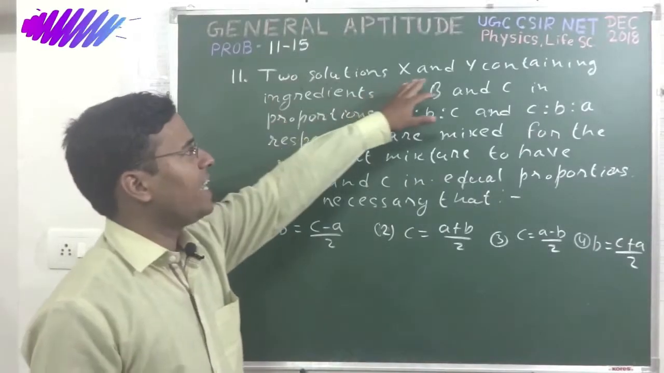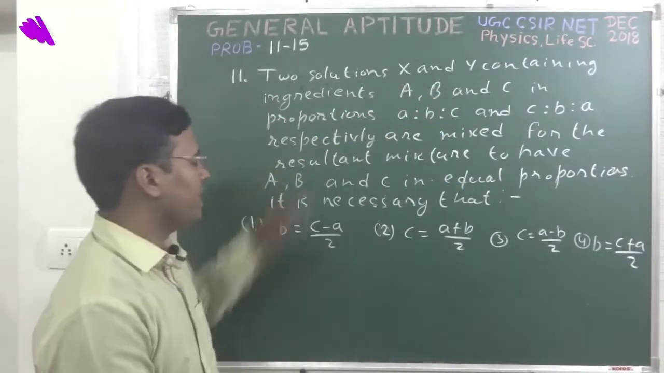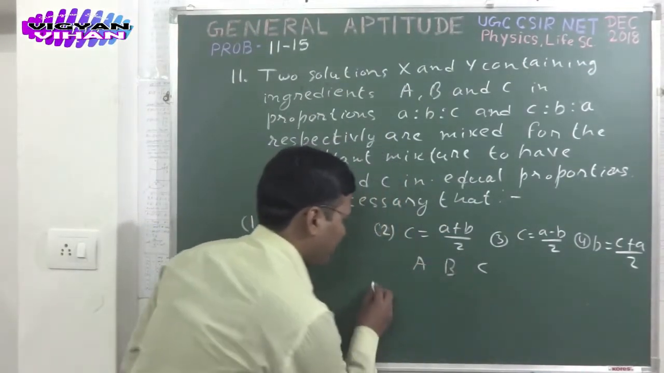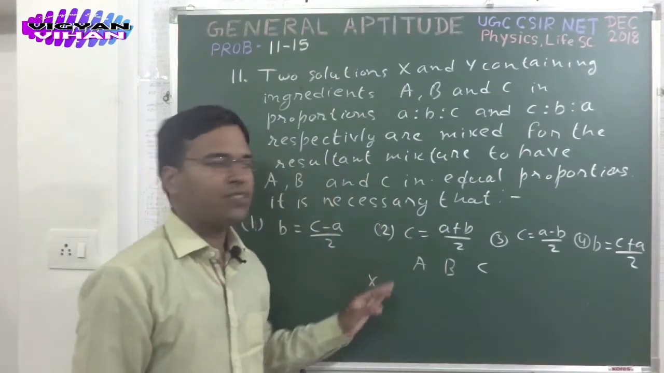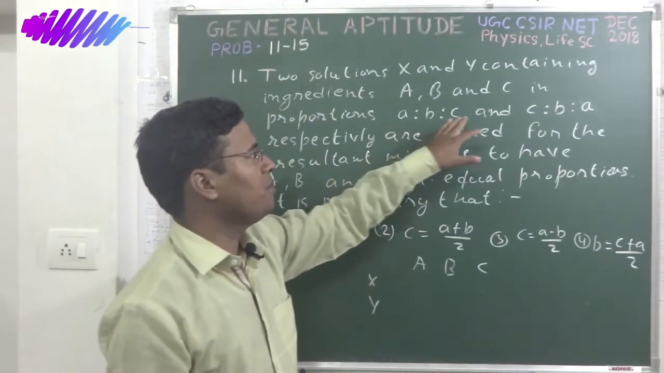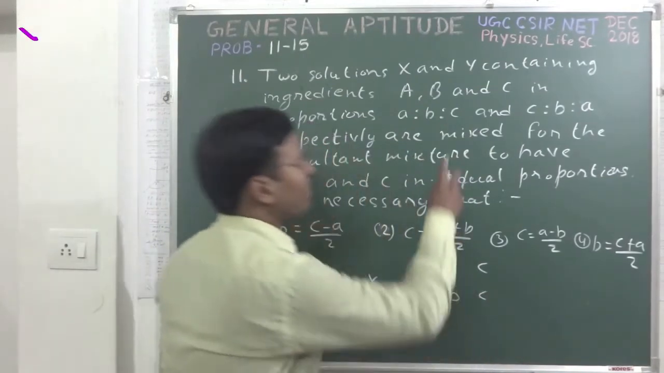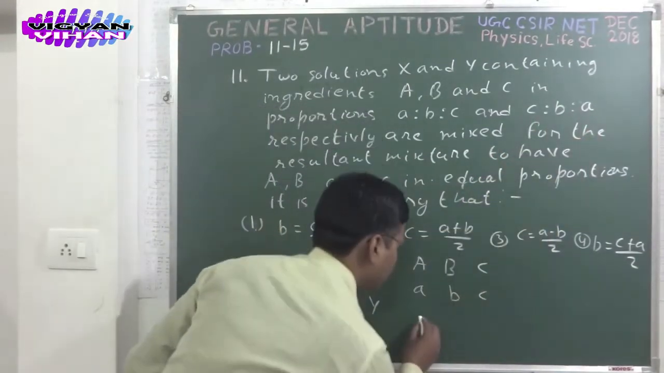Two solutions X and Y containing ingredients A, B and C. These are three ingredients A, B, C. In solution X, their ratio is given as A:B:C, that is A, B, C. For the second solution Y, it is C:B:A.